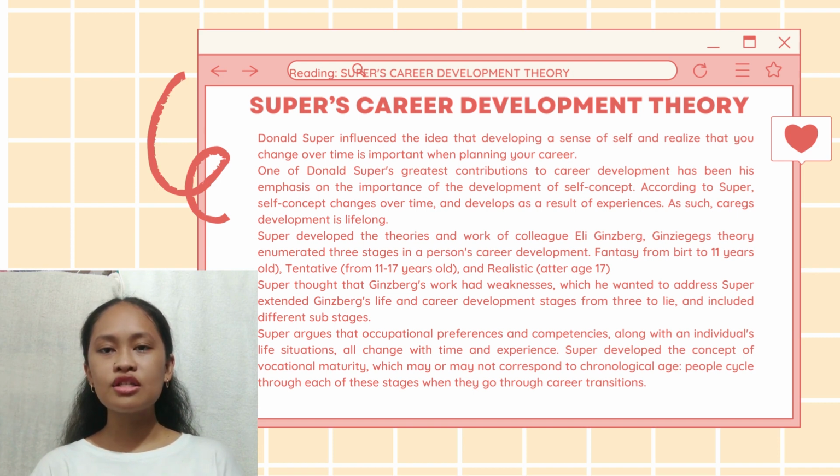Super developed the concept of vocational maturity, which may or may not correspond to chronological age. People cycle through each of the stages when they go through career transitions. Super states that in making a vocational choice, individuals are expressing their self-concept, or understanding of self, which evolves over time. People seek career satisfaction through work roles in which they can express themselves and further implement and develop their self-concept.